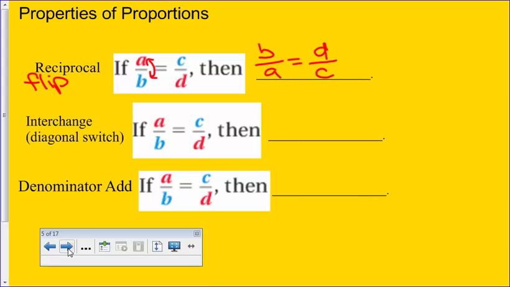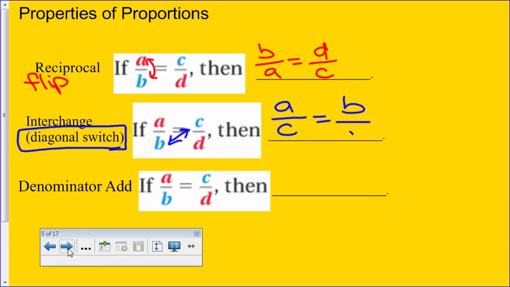What all these properties mean is that you don't change the proportion because you get the same answer. So if you flip it and cross multiply, you would still get that same answer. The interchange property, which I also tell you guys to think of as a diagonal switch, is where you switch your B and your C. So if A over B equals C over D, and you switch it and say A over C equals B over D, you're still going to get the same proportion.